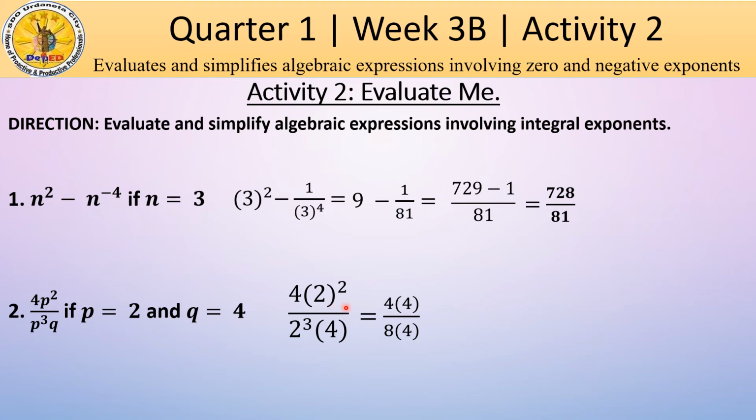So first, we are going to multiply 2 times 2. So we have 4. And then in our denominator, we are going to multiply 2 three times. So 2 times 2 times 2, we have 8. And then multiplied by 4. So 4 times 4 is 16. And then 8 times 4 is equal to 32.